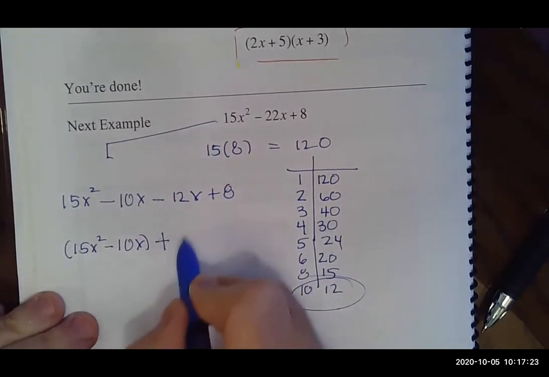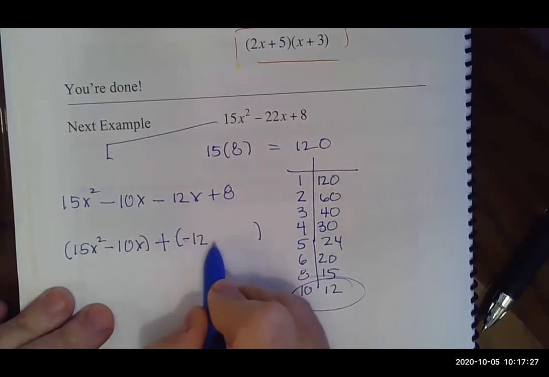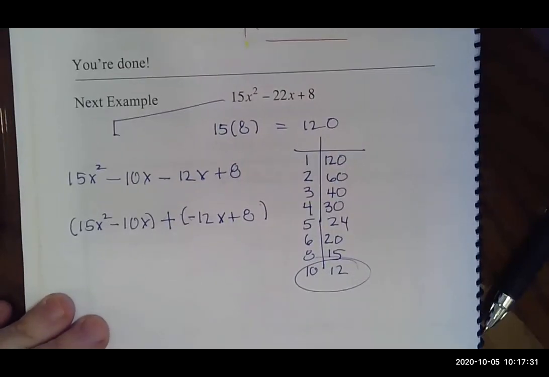Always put the plus sign right there. You're right, Jeff. I almost made that mistake. Put the negative with the 12. Now you do the GCF.